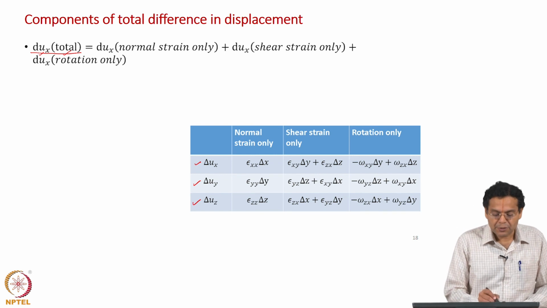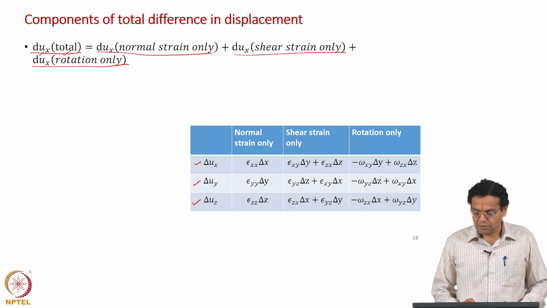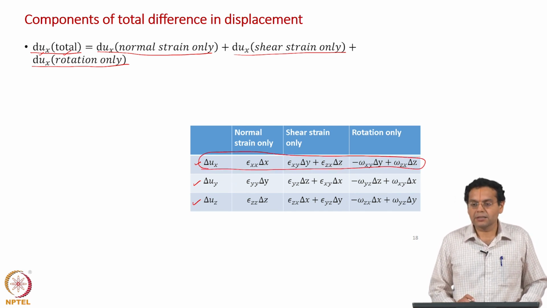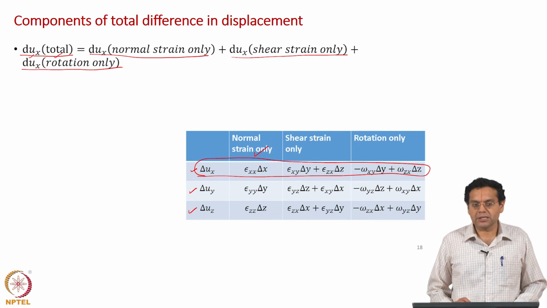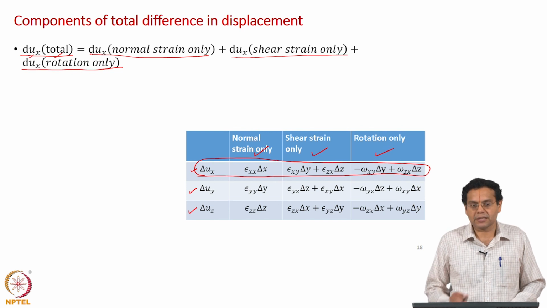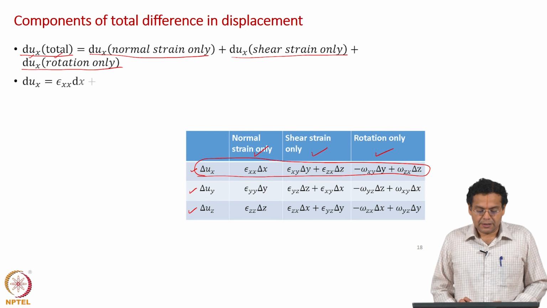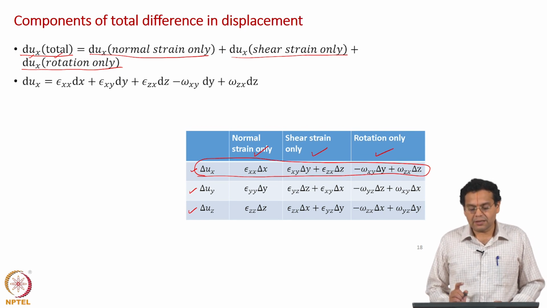Right hand side we have difference in displacement due to normal strain only, difference in displacement due to shear strain only and difference in displacement due to rotation. What is that we are going to do? We are going to sum up all the components, all the terms in the first row, okay. All of them correspond to difference in x displacement coming from contributions from normal strain, shear strain and rotation. We are going to sum up all of them. Let us do that and see what we get. Okay. That is the first term, normal strain, these two put together shear strain, these two put together rotation.